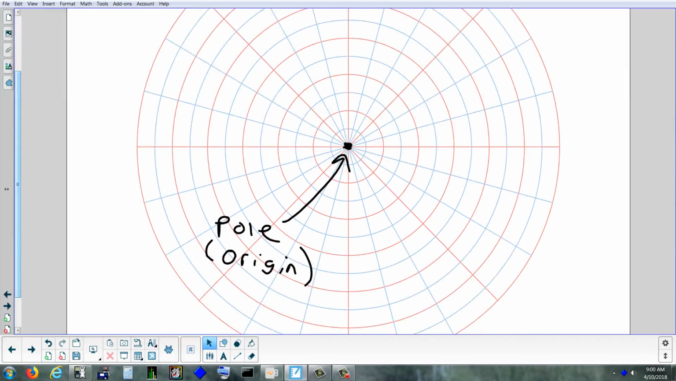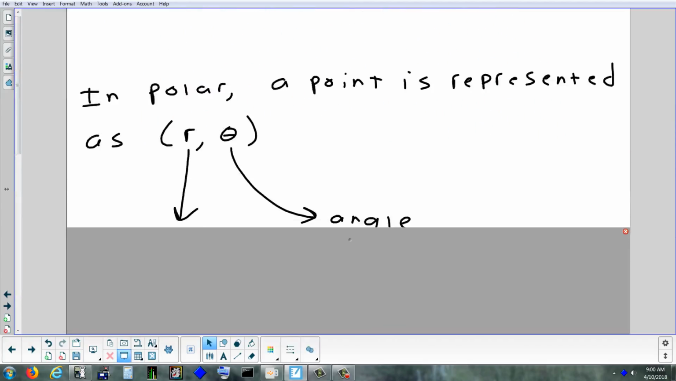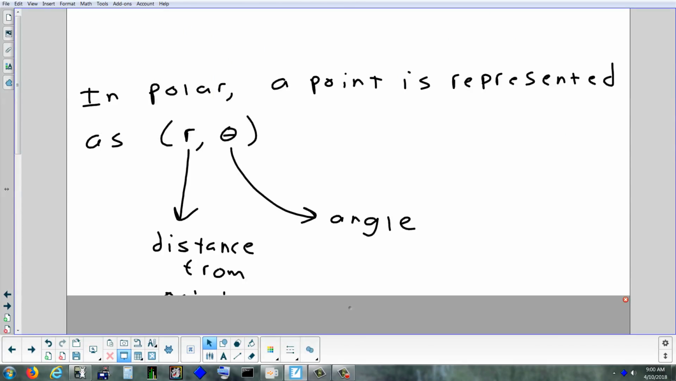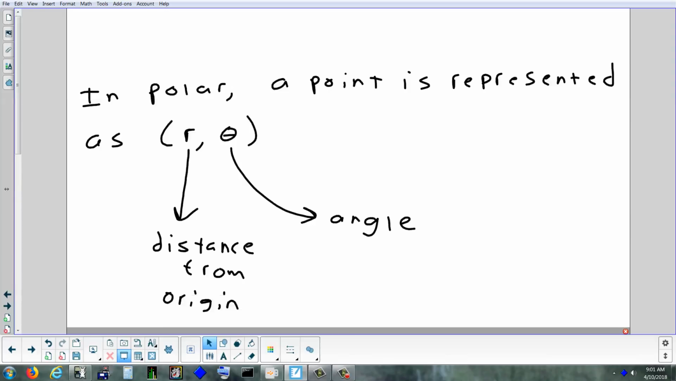The pole, it's called, this is the origin. Same thing. Pole, origin, you can refer to it either way. And a coordinate in polar doesn't use an x and a y value because we don't talk about x and y axis anymore. We talk about a radius and an angle. So in polar, you can move out a certain distance from the origin. And then once you do that, you can move a certain amount of degrees.